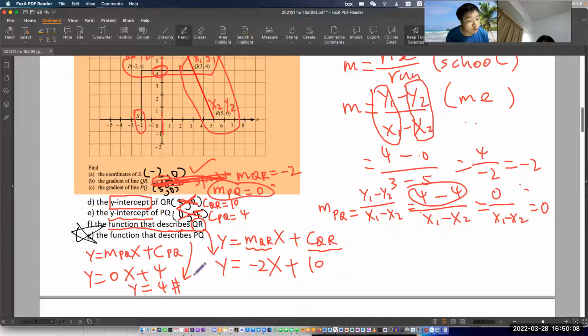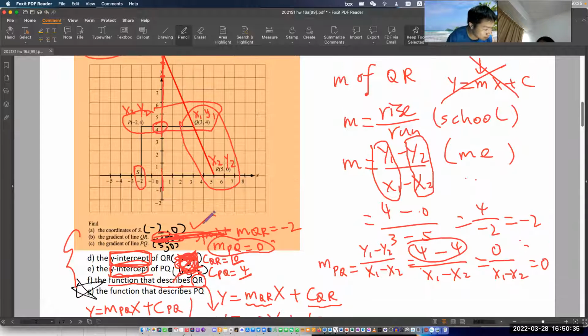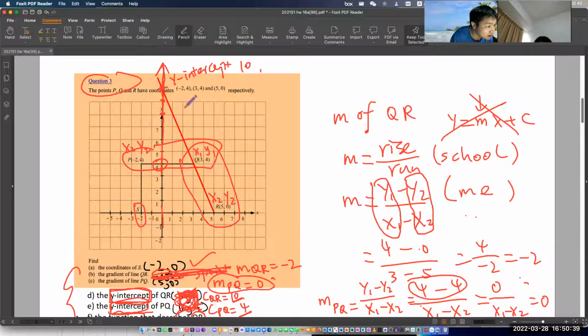So this is how you get all the answers for this. You need to be very careful what they look for. If they ask for the y-intercept, you better give them the value. You don't give them the point form. This is the point form. No, you give them the value. And you made a mistake here with the y-intercept of QR. You should read the y-intercept, which is here.